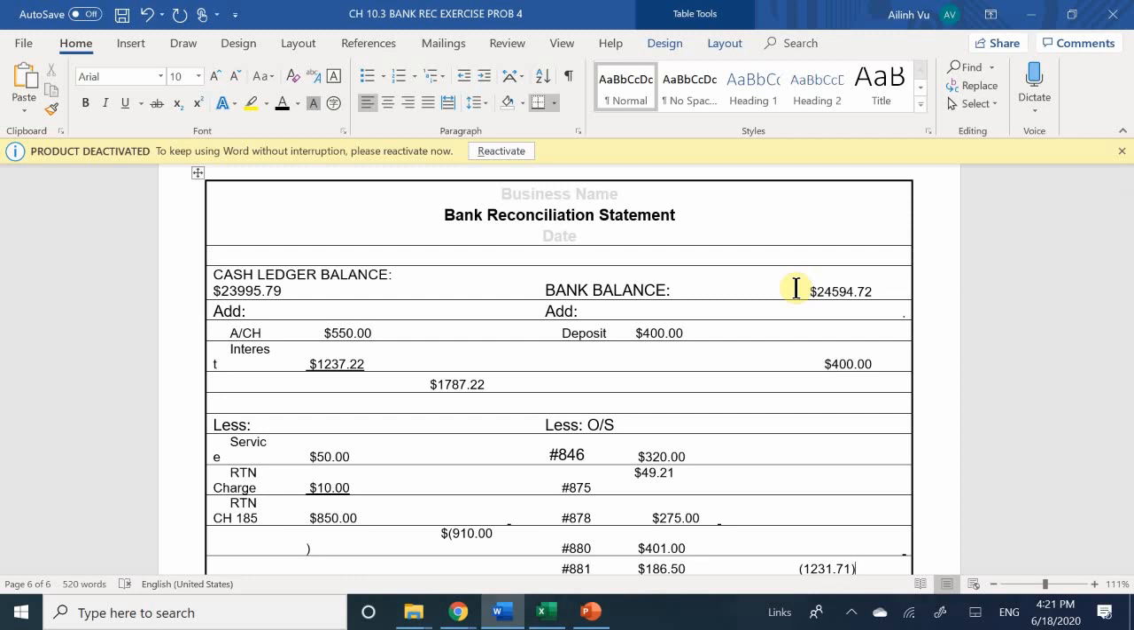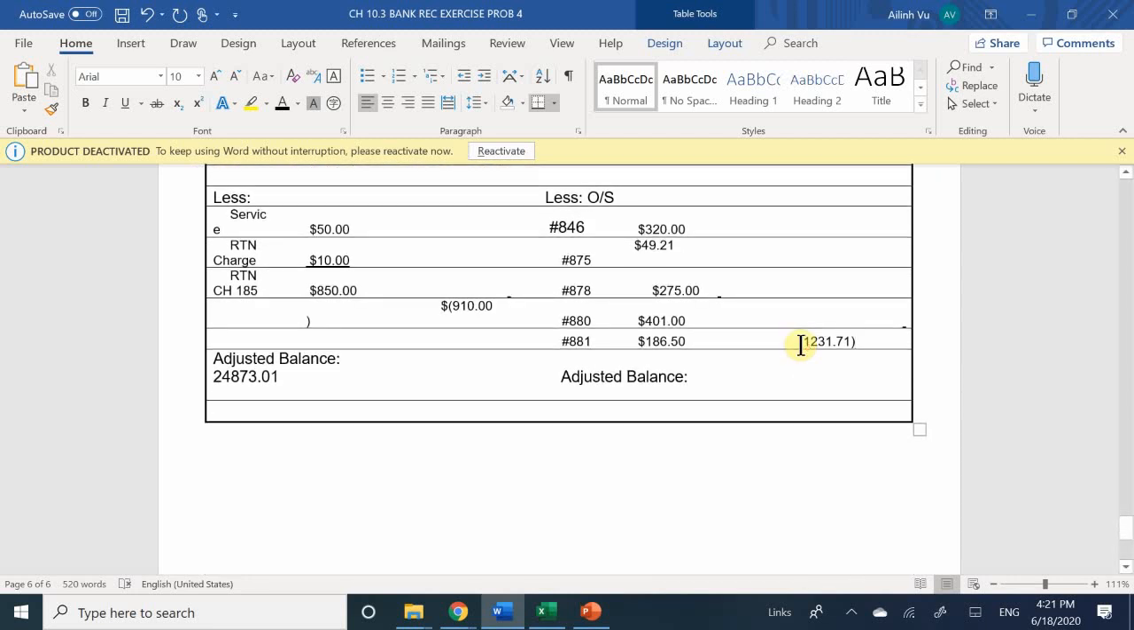We're going to add the $400. And then we're going to subtract the $1,231.71. And what do you get? 23,763.01. Yes, we got 23,763.01. Okay.